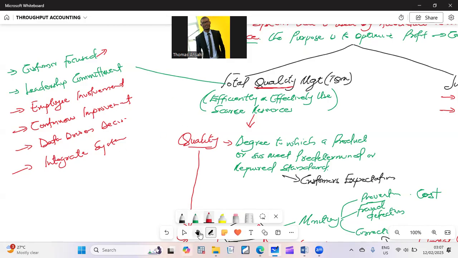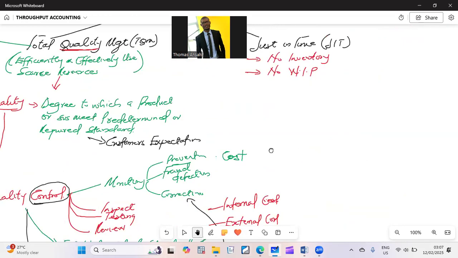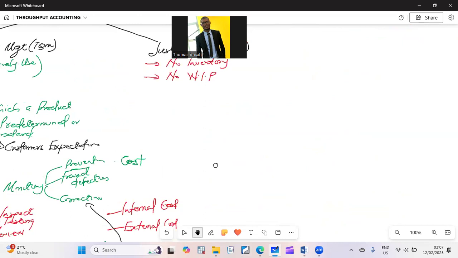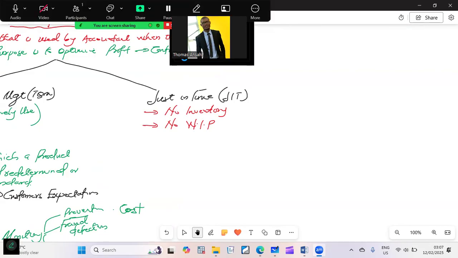Okay. So in throughput accounting, we want to ensure customer satisfaction. With our continuous production, we want to ensure quality. All right. So we want to ensure quality. It's very, very important. All right. Let's turn our attention to just in time. So we are ensuring quality. At the same time, we want to produce to meet customer specification without keeping stock all the time.